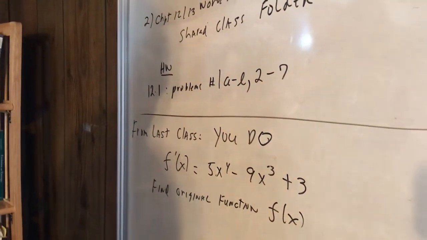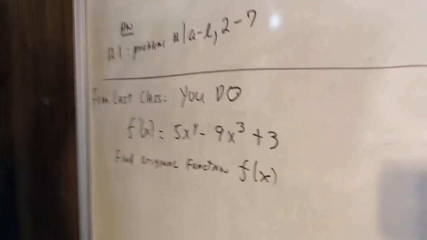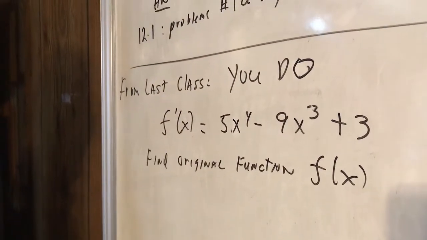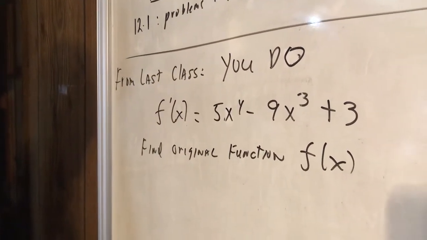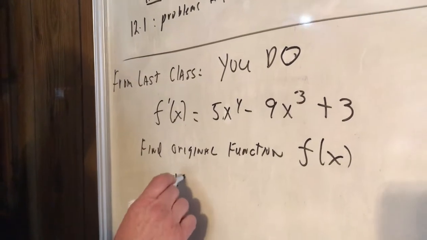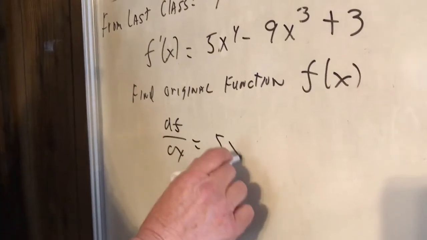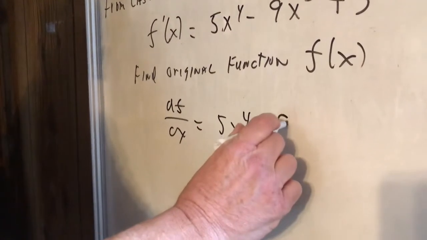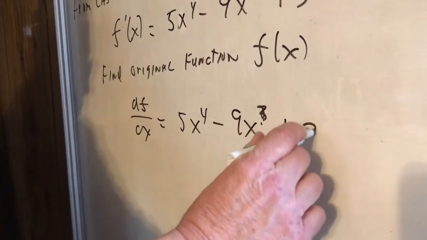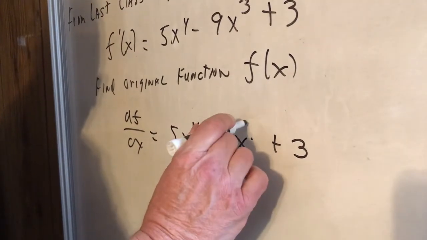All right, so from the last class, I gave you a you-do problem. Here we have that the f prime, the derivative actually, is 5x^4 - 9x^3 + 3. Find the original function. So the first step is to make this into a true derivative. Multiply both sides by dx.